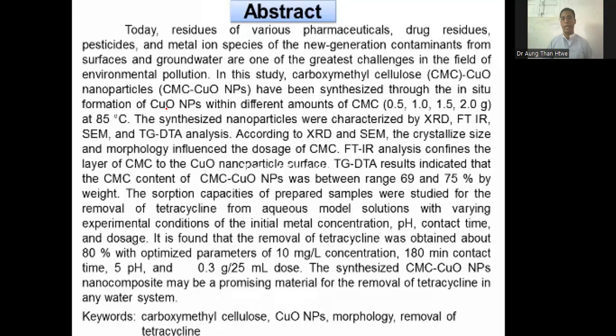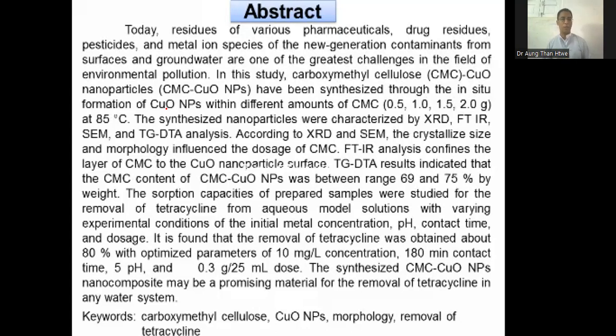According to XRD and SEM, the crystalline size and morphology are influenced by the dosage of CMC. FTIR analysis confirmed the coating of CMC on the CO nanoparticle surface. DGTA research indicates that the CMC content of the CMC-CO nanoparticle was between 69% and 75% by weight.